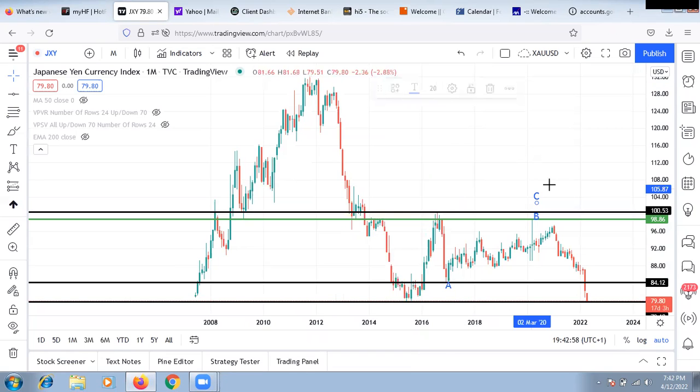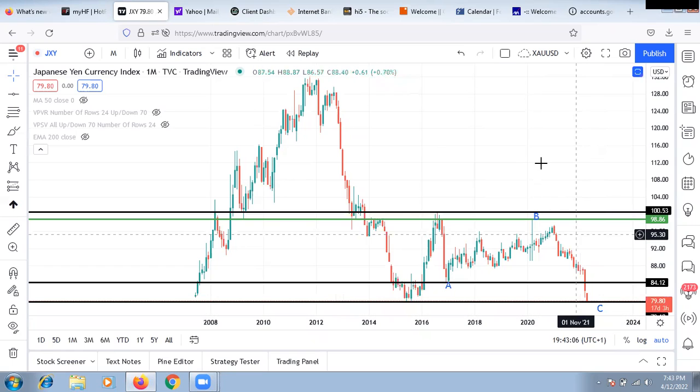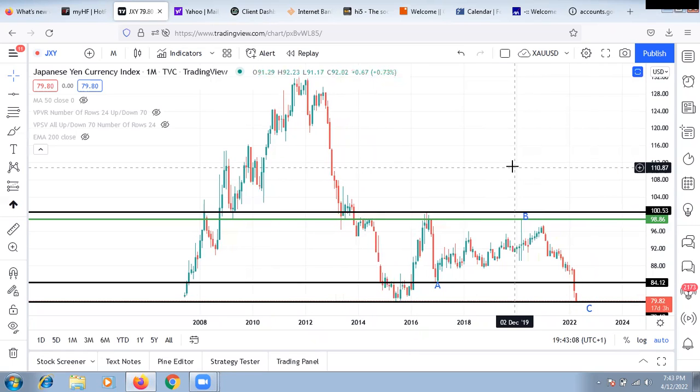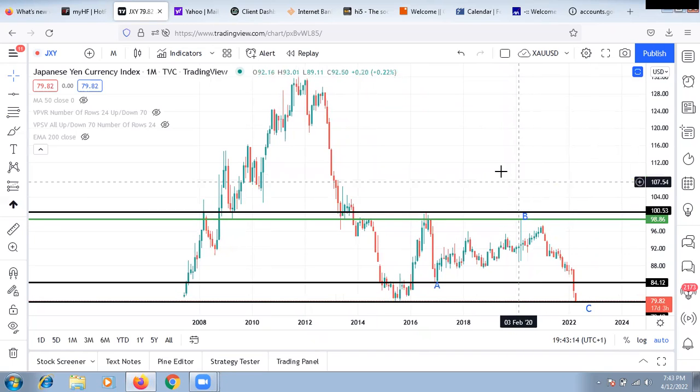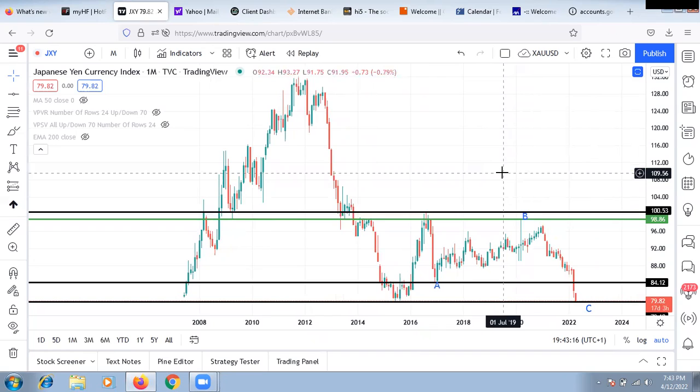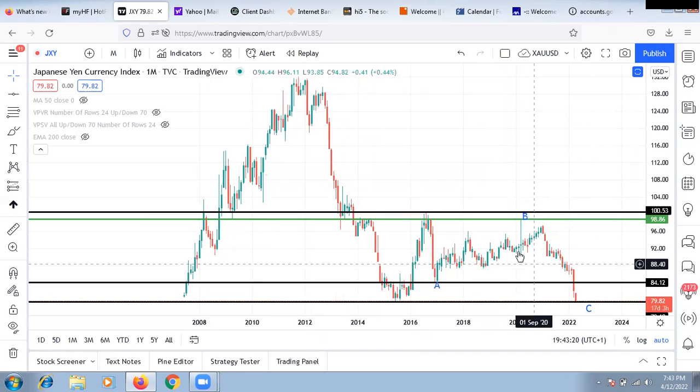And so if we are on C wave, where do we expect that this C wave is going to terminate? That is what we want to do. A C wave, if it is a running flat, will terminate at 61.8 or 100 fib extension or 123, and not more than 123. That is what we should expect.